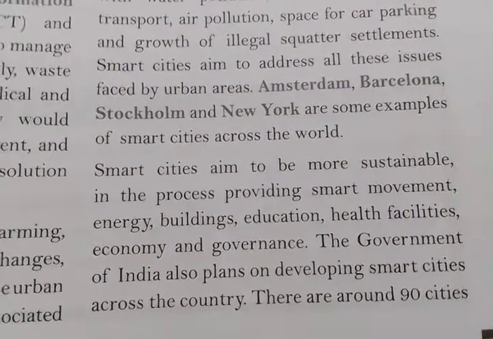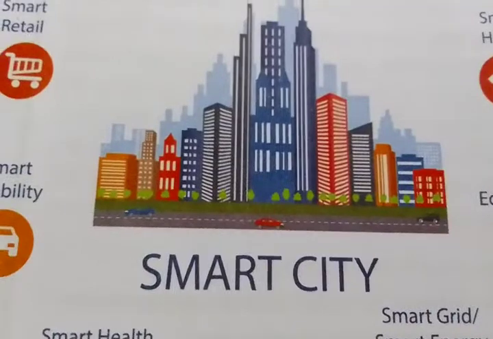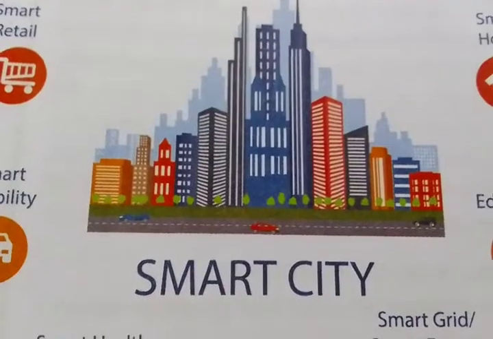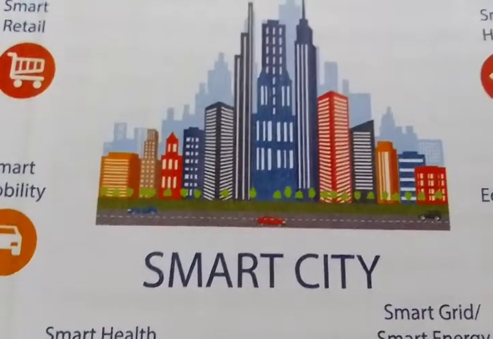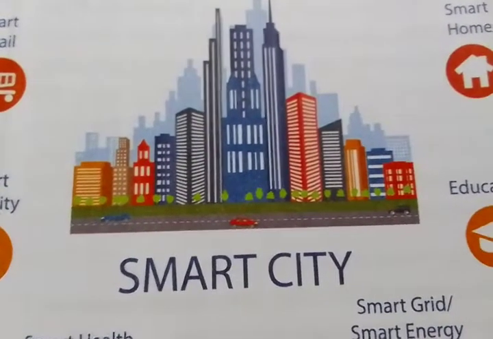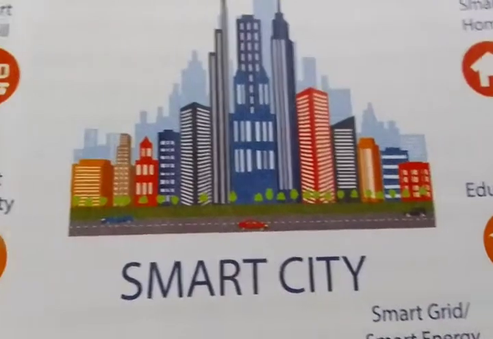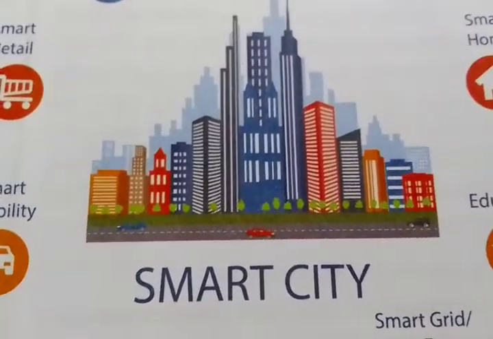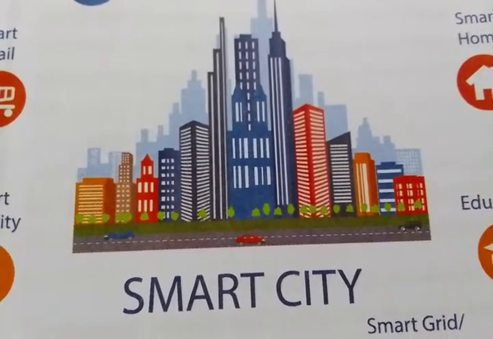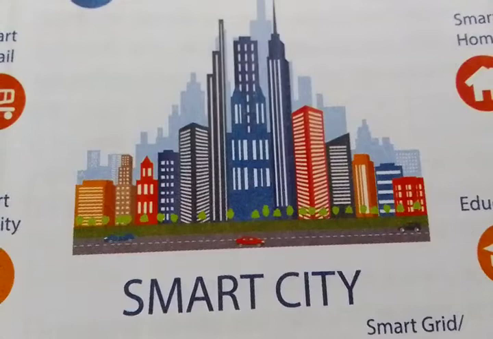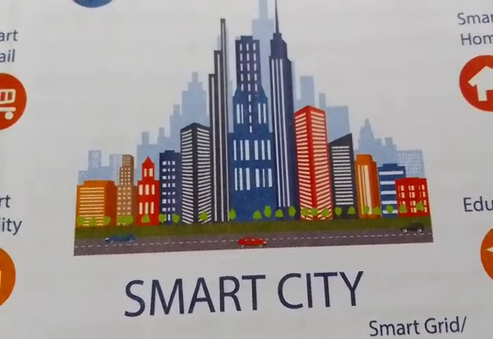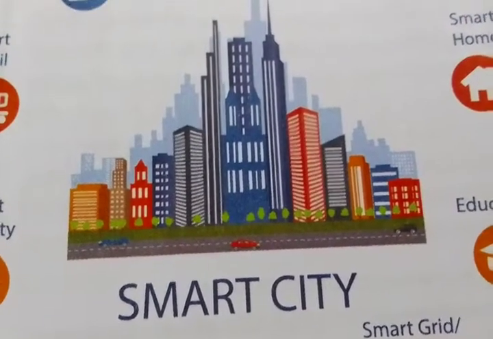And the government of India plans on developing smart cities across the country. There are around 90 cities chosen. 20 cities out of them have been listed as lighthouse cities. These cities include Jaipur, Bhubaneswar, Kochi, Surat, Guwahati and so on. The Indian smart cities will facilitate the economic growth of our country. Thus, India is certainly heading towards rapid urbanization along with the other parts of the world.